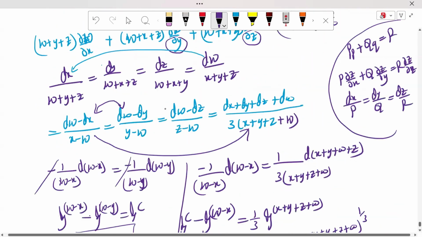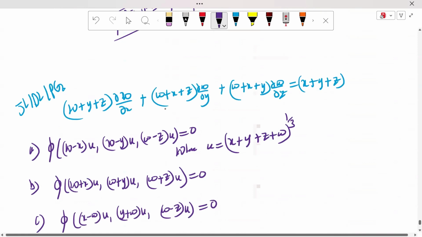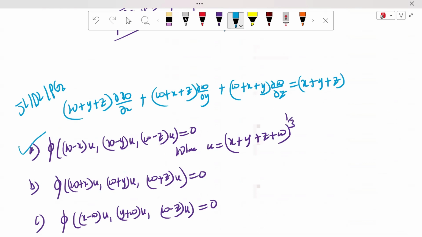Where are the options here? Option 1 is the right answer. Is it clear, sir? Option A is the right answer. It is a simple and easy method, sir.